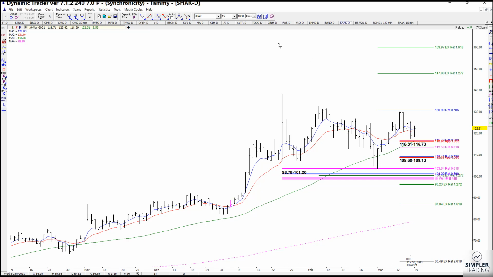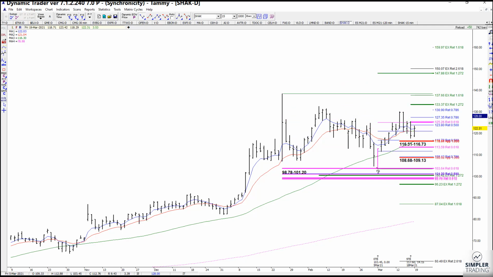The target off of that smaller swing inside of the larger swing is going to be 133.37 and 137.66 if the low from yesterday is in place. And if the low from March 5th is in place, your overall target of this larger swing is going to be 147.88 and 159.97. You can use this smaller swing setup, but use the larger swing target.